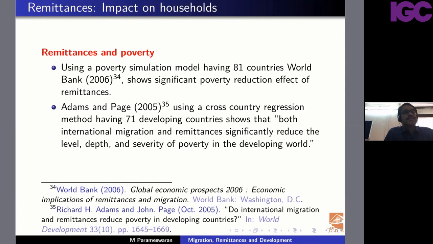I have come across only this simulation study, the 2006 World Bank one. Another important study is by Adams and Page, who use cross-country data from 71 countries, and their argument is that both international migration and remittances significantly reduce the level, depth, and severity of poverty in the developing world. So they are considering both. The level means the headcount ratio, the number of poor people in the population. Depth means some measure of the intensity or severity of poverty.